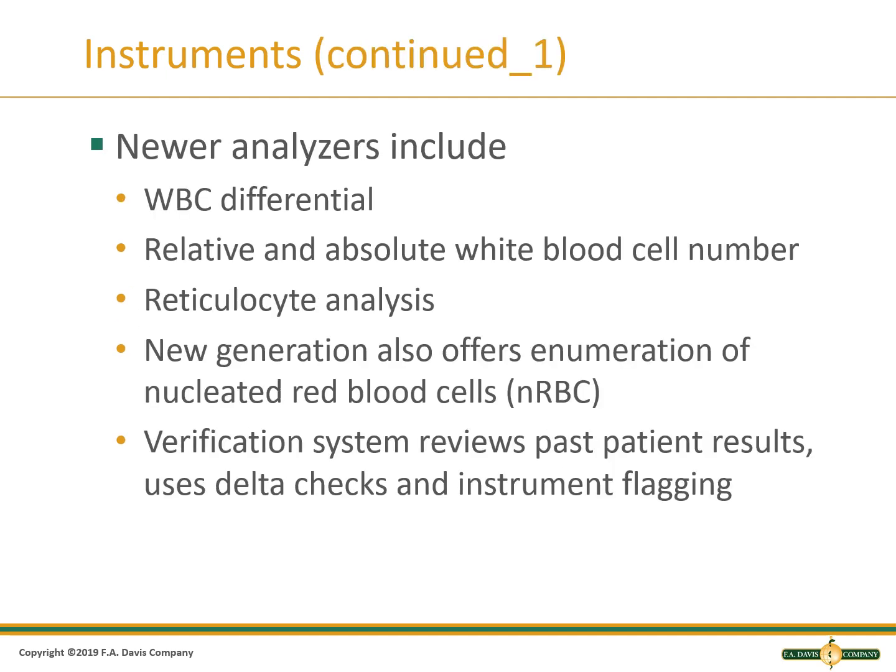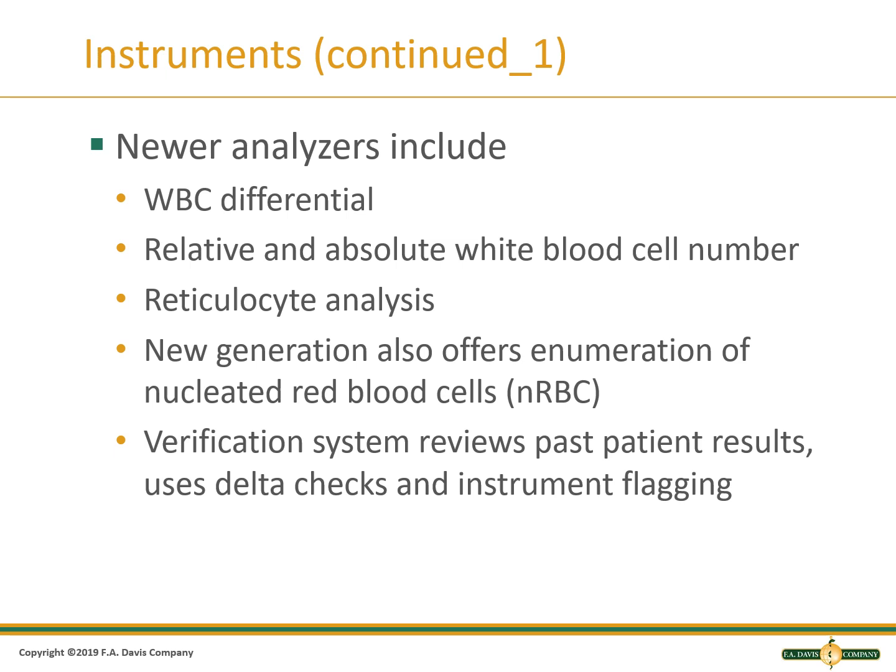Newer analyzers are typically all analyzers at this point. You will get a white blood cell differential, relative and absolute white blood cell number, which we talked about in the previous lecture, and a reticulocyte analysis. The newer generation of instrumentation also offers enumeration of nucleated red blood cells, which are immature red blood cells. The verification system reviews past patient results, uses delta checks and instrument flagging. That's pretty standard.